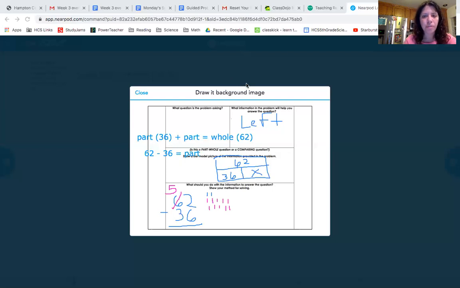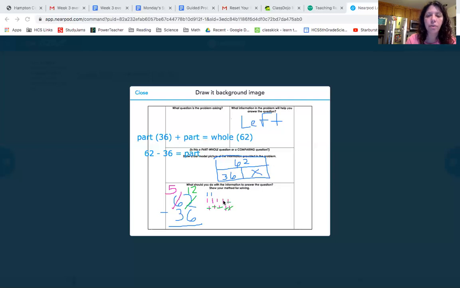And now this 2 is no longer 2. It's 1, 2, 3, 4, 5, 6, 7, 8, 9, 10, 11, 12. It is now a 12. And now I need to take 6 away from 12. So let's go ahead and do that. 1, 2, 3, 4, 5, 6.